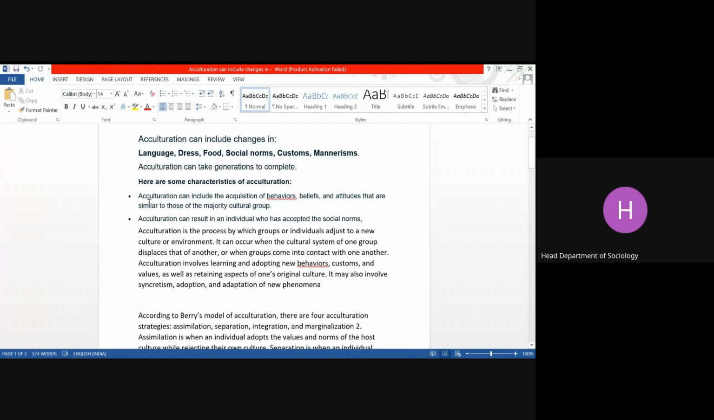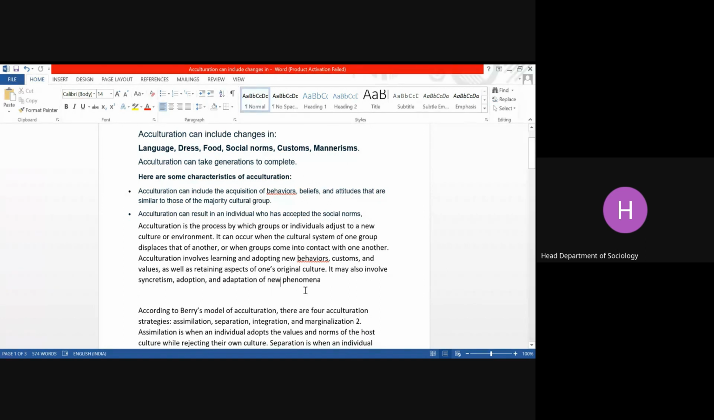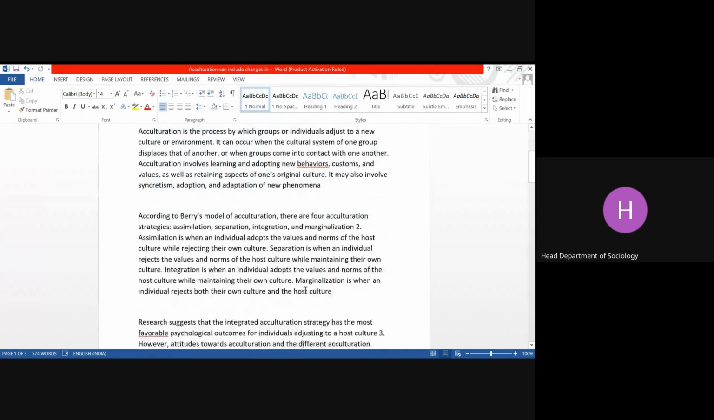Right? What is acculturation? Acculturation can include acquisition of behavior, beliefs, and attitudes that are similar to those of major cultural groups. Acculturation can result in individuals who have accepted the social norms. This is important. See, acculturation is the process by which groups or individuals adjust to a new culture or environment. It can occur when the cultural system of one group displaces that of another, or when groups come into contact with one another. Acculturation involves learning and adoption of new behavior, customs, values, as well as retaining them. Yesterday we have discussed this.